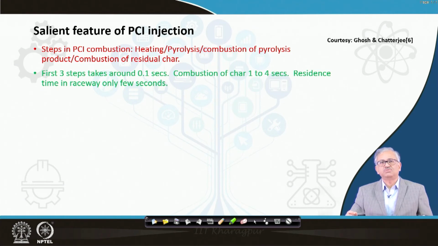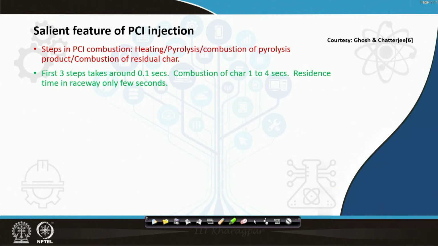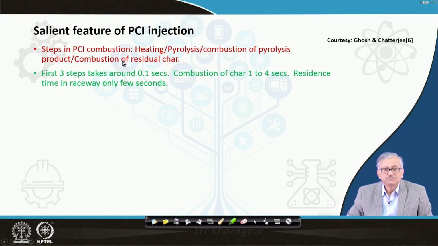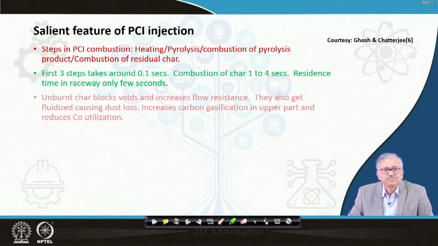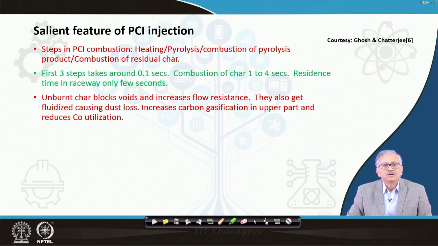It is a very short duration, maybe 3-4 seconds, maximum 5 seconds, maybe less than that. So, basically the combustion of the char takes 1 to 4 seconds. If the char is not completely combusted, it makes a lot of problems. On-board char can block the voids in the coke bed. In the coke bed they can deposit and then block the coke voids.